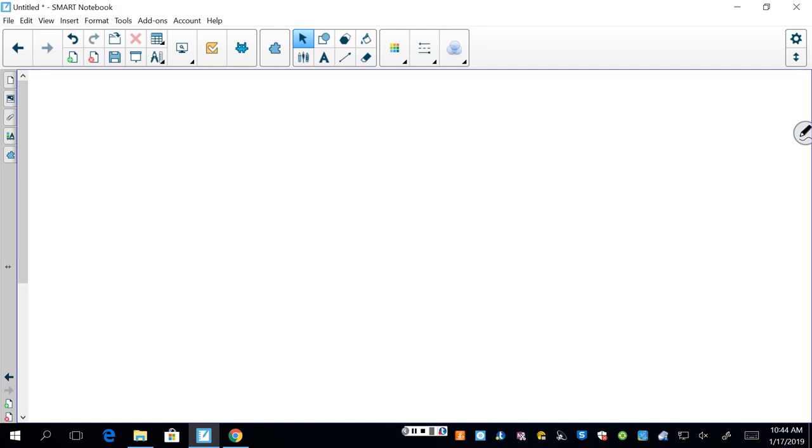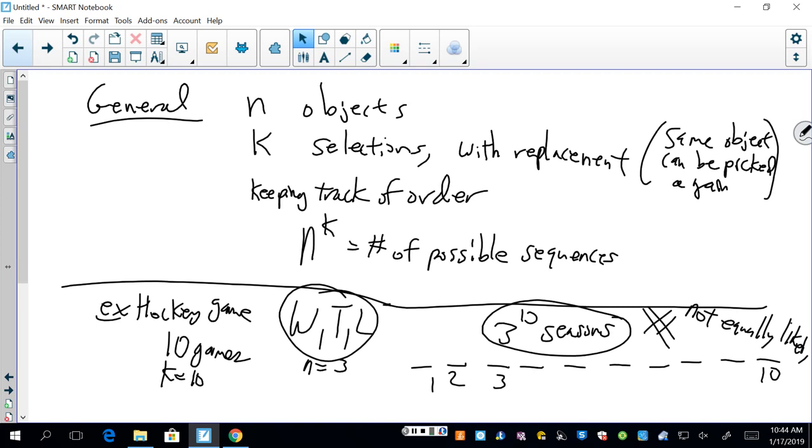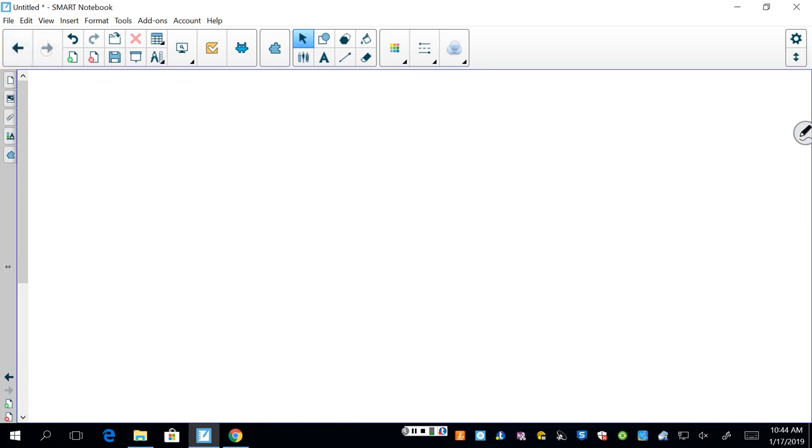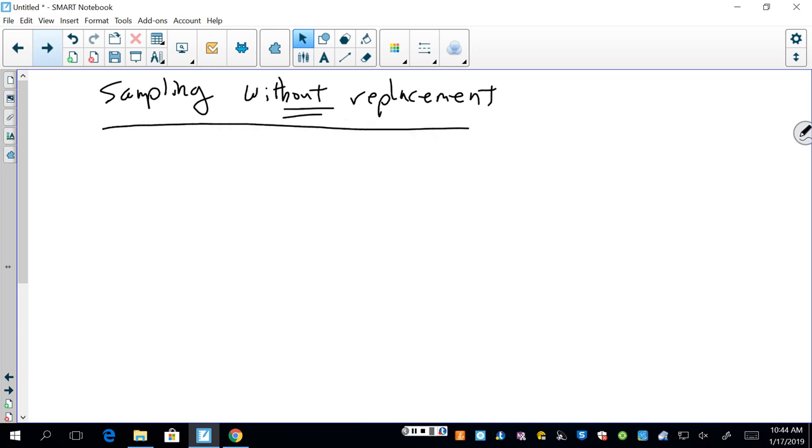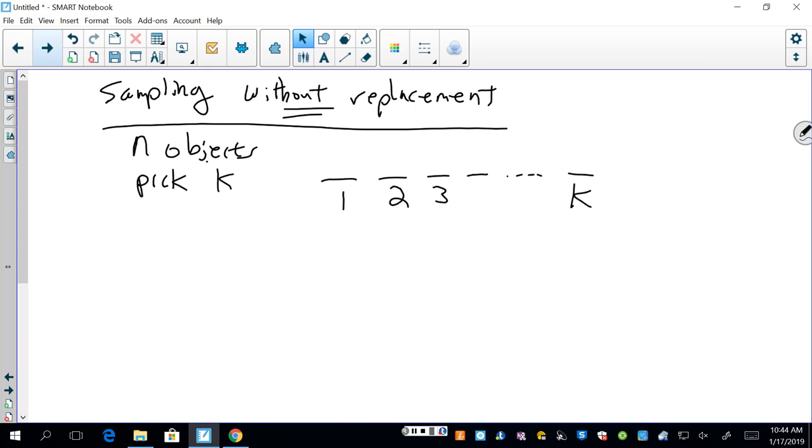So this one was done with sampling with replacement, where we can pick the same objects many times over. But in a lot of counting problems or scenarios, we don't reuse things. So, sampling without replacement, so you don't reuse things. Say you have n objects or people or entities, and you're going to pick k of them and keep them in order. So here's pick number 1, number 2, number 3, pick number k. How many possible different sequences are there for picking k individuals out of the n objects?